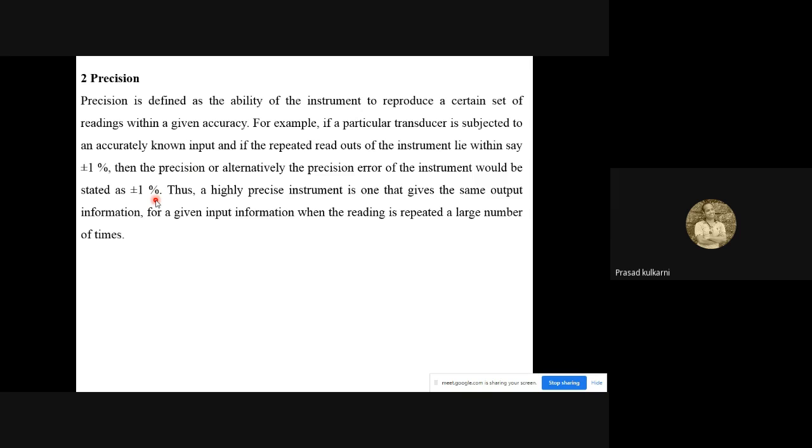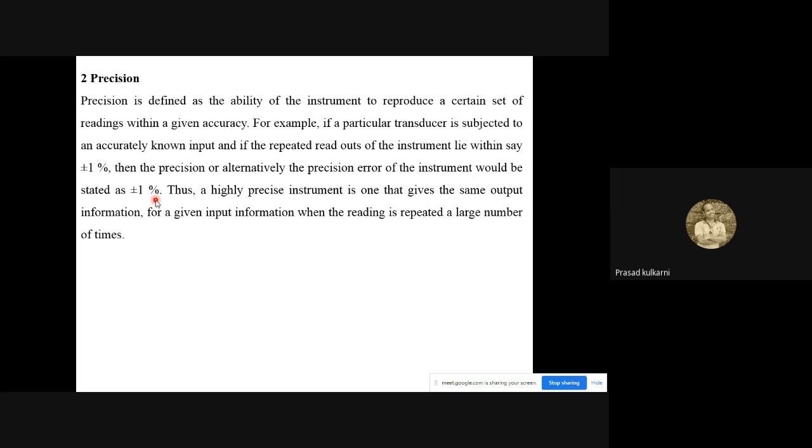I will tell you in simple language. If you are taking many readings from the same instrument, for example 50 readings using only one instrument, and in those 50 readings you have observed that the accuracy is plus or minus 1%, and it is repeated again and again, the third reading you have taken, the 15th reading, the 20th reading, and you are observing the repeated accuracy in the readings, that is called the precision.